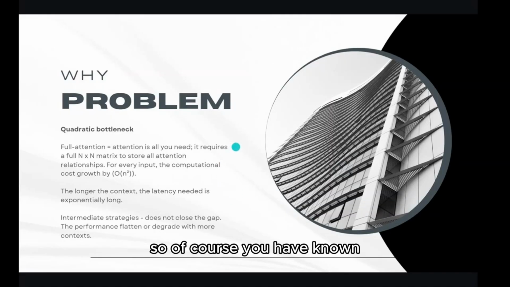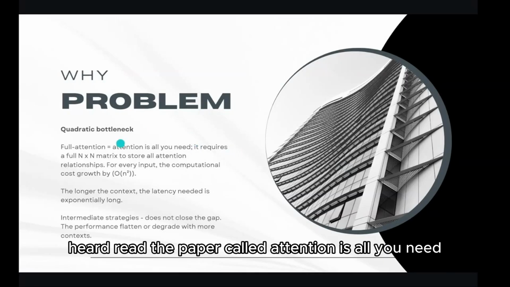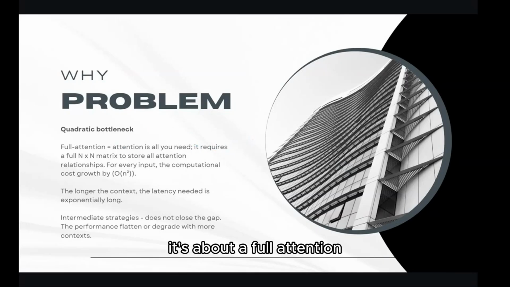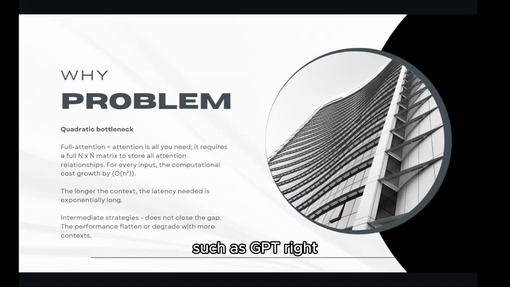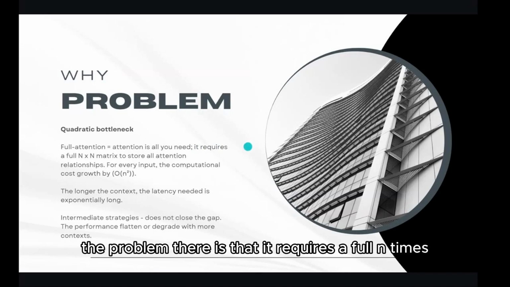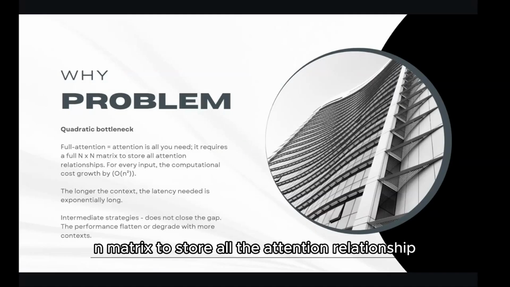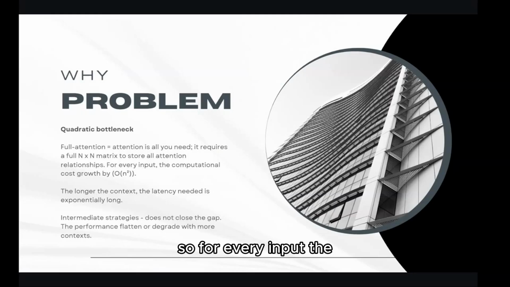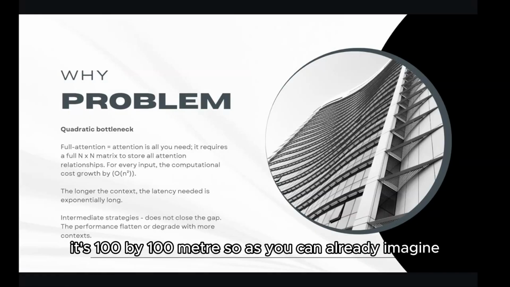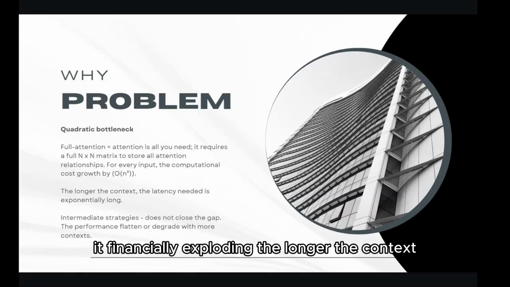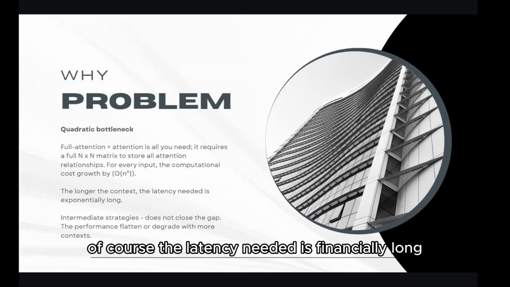Of course you have heard of or read the paper called Attention Is All You Need. It's about the full attention transformer model that we all know and use today, such as GPT, right? The problem there is that it requires a full n times n matrix to store all the attention relationships. For every input, for example, if you have 10 input tokens, you have to create 10 by 10. If you have 100, it's a 100 by 100 matrix. As you can already imagine, it's exponentially exploding. The longer the context, of course, the latency needed is exponentially long, right?